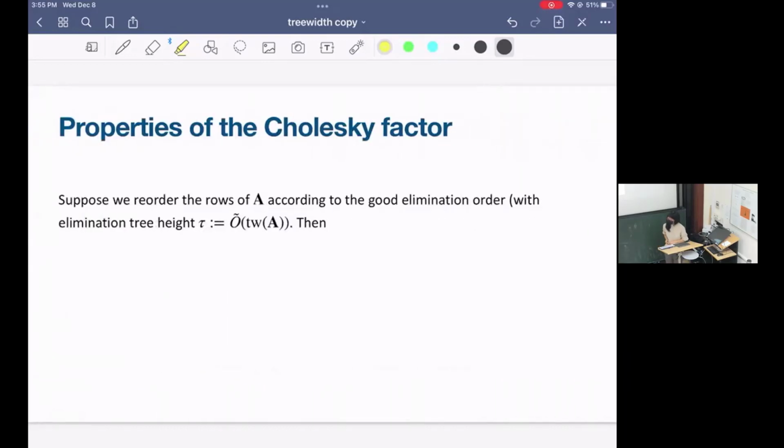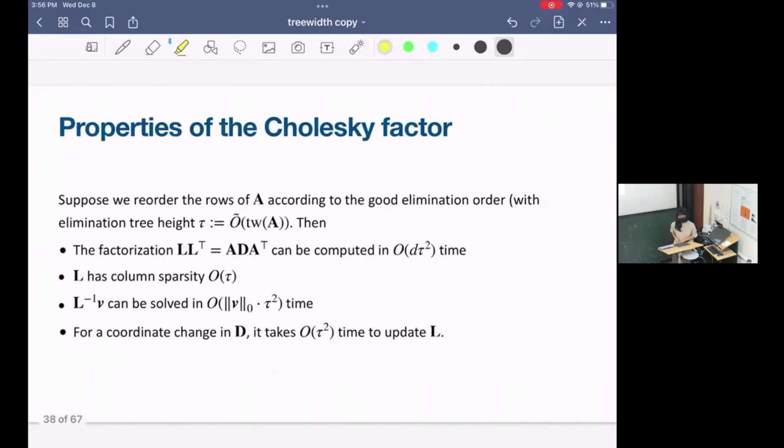Okay, and suppose we have this elimination order and also this elimination tree, then we have the following nice properties about how to factorize the matrix A D A transpose into the Cholesky factors. We can do this in a very good running time. The factor ends up having good column sparsity, and you can solve for L inverse given a specific vector V in time proportional to the non-zero entries of V. And also it's easy to update L when D changes.